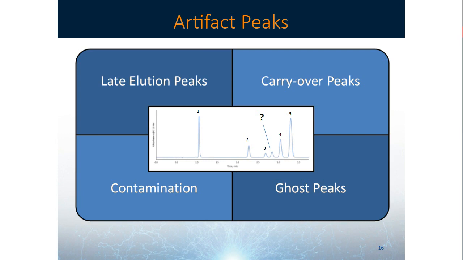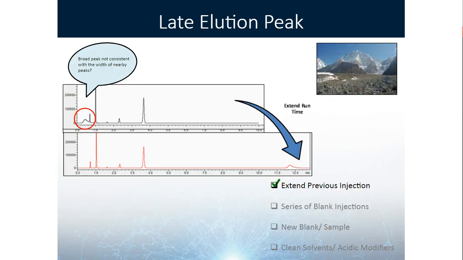We'll jump into artifact peaks here. So there's 4 main types of artifact peaks: late elution peaks, carryover, contamination, and also ghost peaks. We'll go through a couple different troubleshooting techniques to try to figure out exactly where these mystery peaks are coming from. So the first is the late elution peak, and probably the easiest kind of artifact peak to troubleshoot.